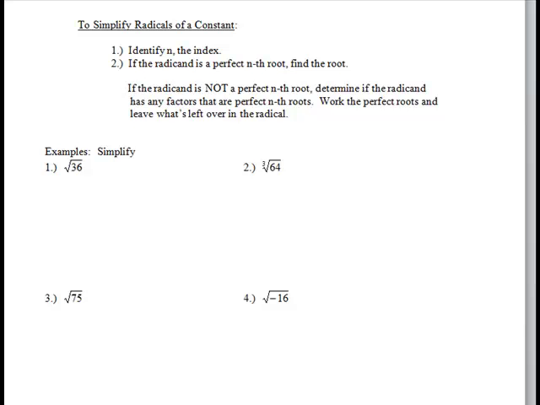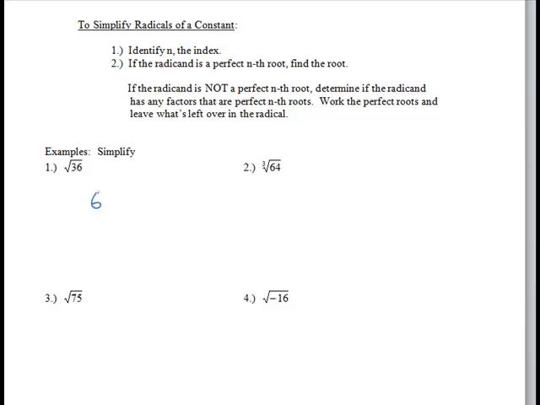To simplify a radical that has a constant, begin by asking yourself, is that radicand a perfect nth root? In this case, example 1, is 36 a perfect square? And yes, it is. It's on the list. We recognize it. We know the square root is 6, so that's it. The square root of 36 is 6.